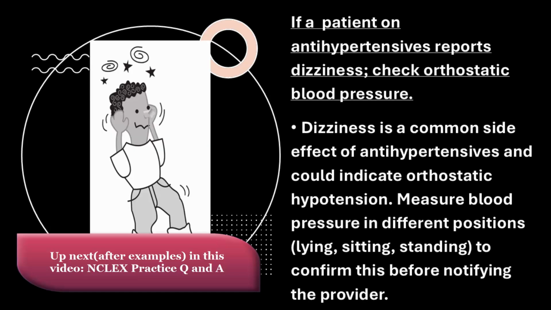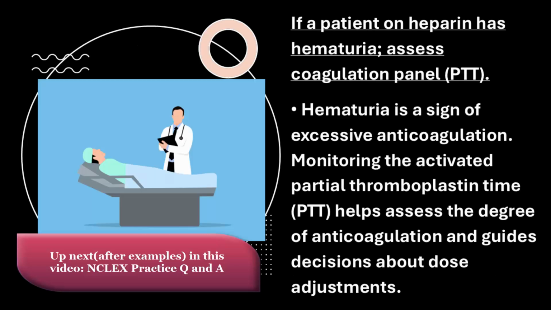Example number 9. If a patient on antihypertensives reports dizziness, check orthostatic blood pressure. Dizziness is a common side effect of antihypertensives and could indicate orthostatic hypotension. Measure blood pressure in different positions, lying, sitting, standing, to confirm this before notifying the provider.